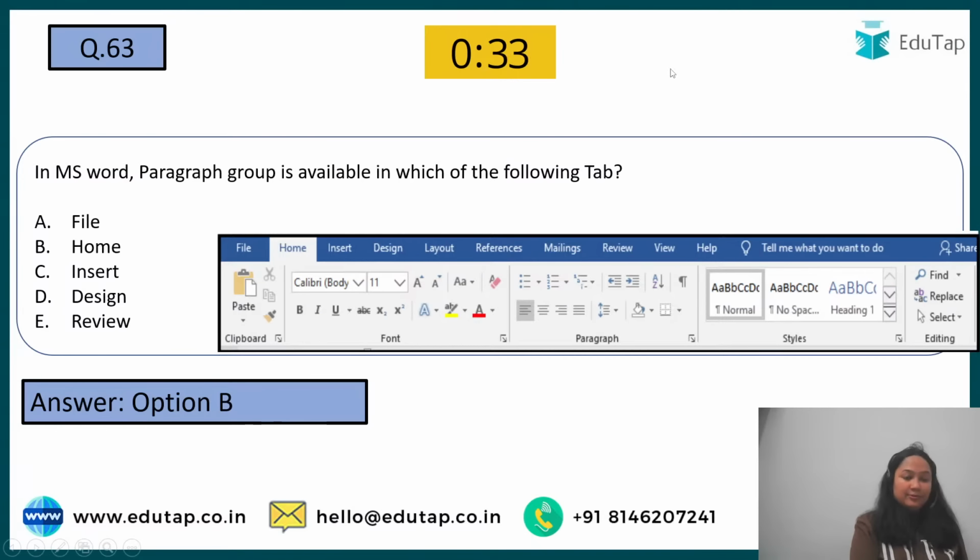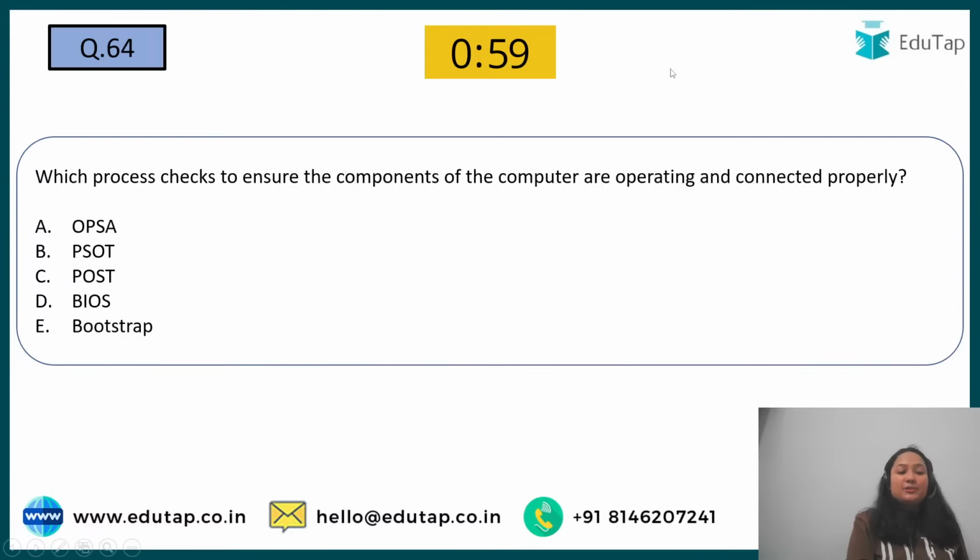Okay, very good. Next, which process checks to ensure that the components of the computer are operating and connected properly? Which operation is done to ensure that the components of the computer are operating? So we are talking about the mouse and everything being connected properly and working properly. Is it OSPA, is it POST, is it BIOS, or is it bootstrap?